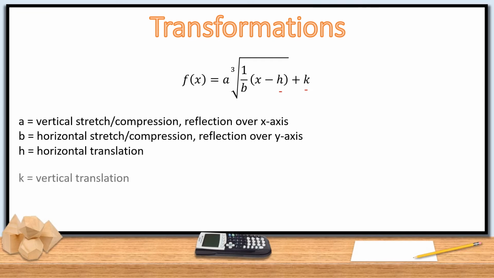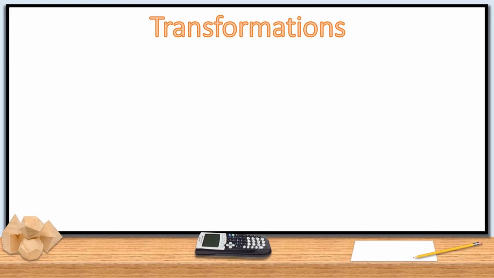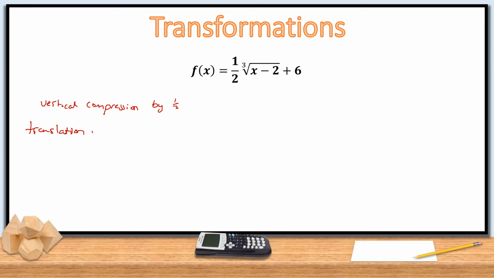And then they all do the exact same thing. So a is the vertical stretch or compression, b is the horizontal stretch or compression, and (h, k) are the translations, and that kind of center point would be a center of rotation or a central symmetry point. That is your (h, k) value. So if we're looking at this one, a value of a half, we would say a vertical compression by half. h is 2, so we're going to translate right 2, and then plus 6, up 6.